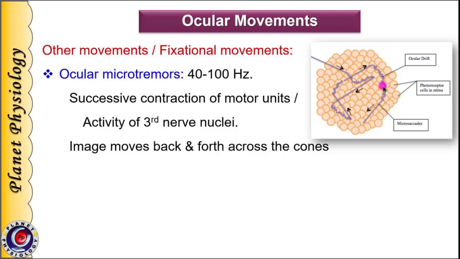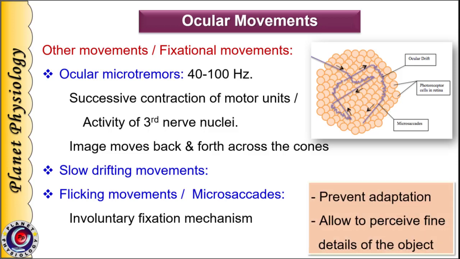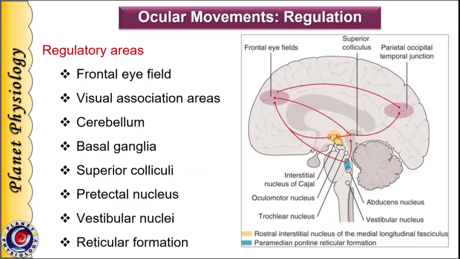Image not only moves back and forth, but also it slowly drifts from one point to another point, and these movements are called as slow drifting movements. During drifting, if image reaches the edge of fovea, then sudden flicking movements or microsaccades bring them back to the center. These flicking movements or the microsaccades are regulated by involuntary fixation mechanism. All these movements prevent adaptation in the visual system and allow to observe the object for sufficient duration to perceive its fine details. Now coming to the regulation of ocular movements.